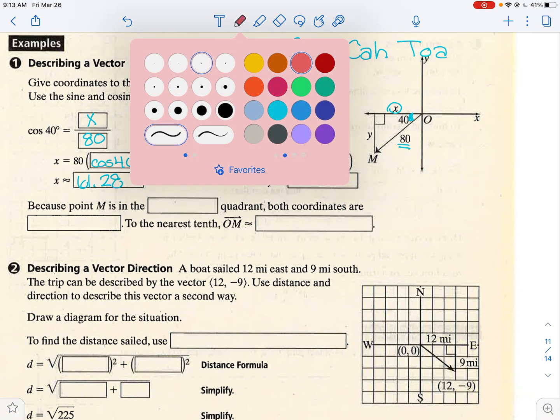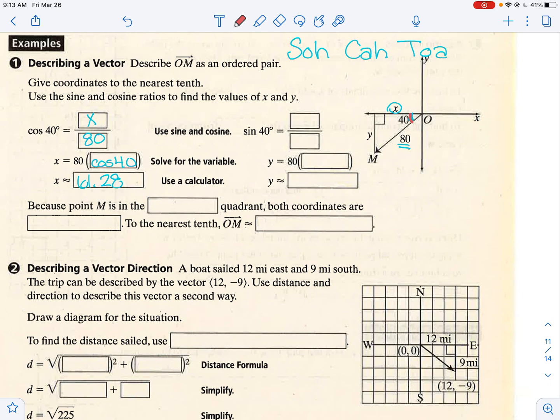Then we need to find y. So we're still using the same angle, but now we're using y, which is opposite, and the hypotenuse 80. So opposite and hypotenuse would be sine. So the sine of 40 equals y over 80. So we need to do 80 times the sine of 40. And if we type that in our calculator, we get about 51.42.